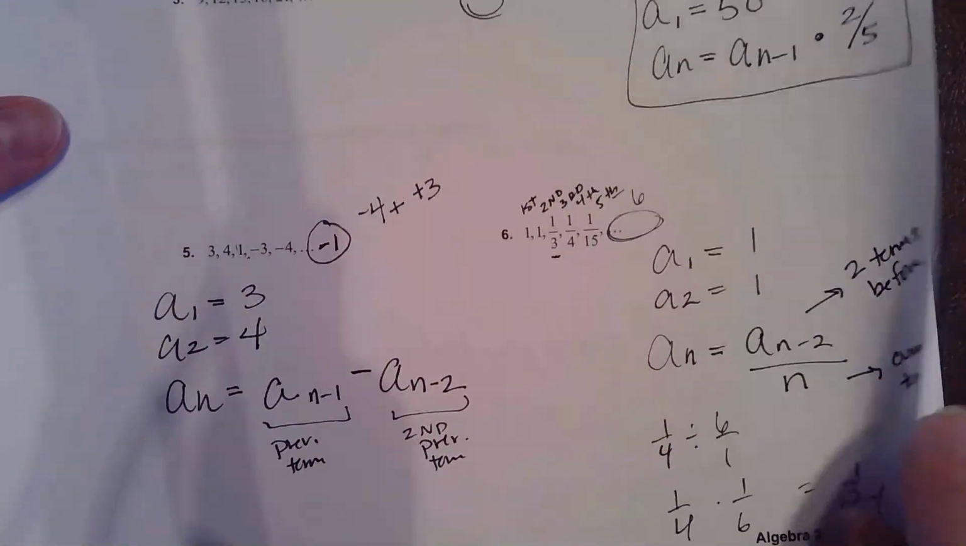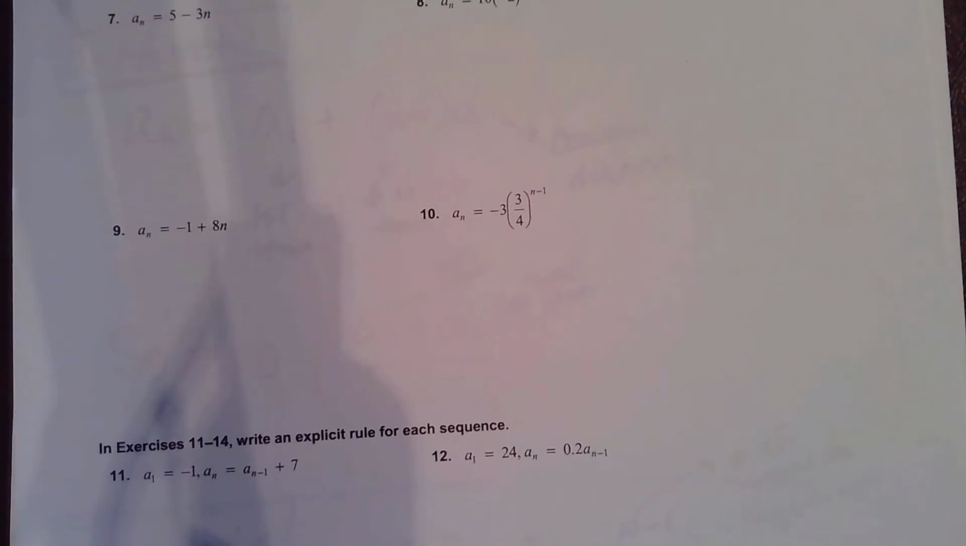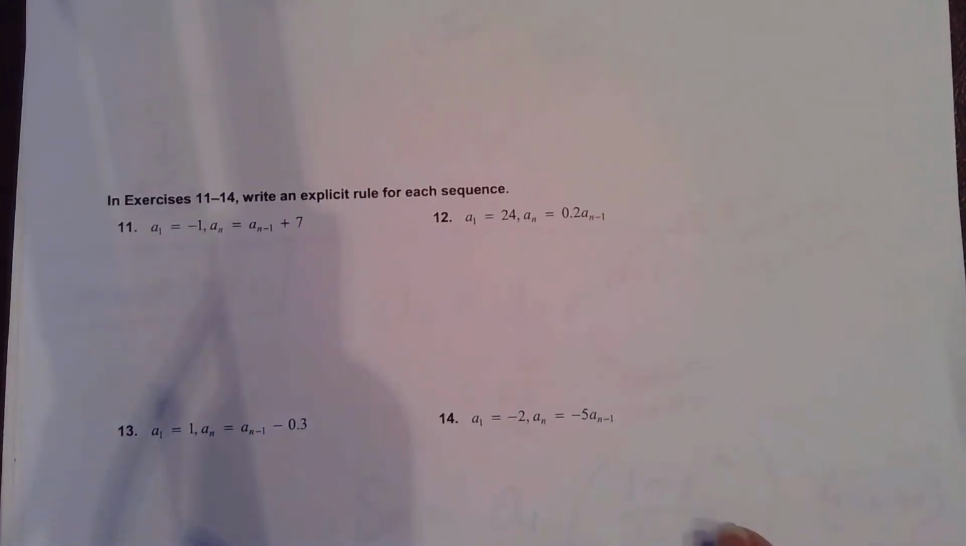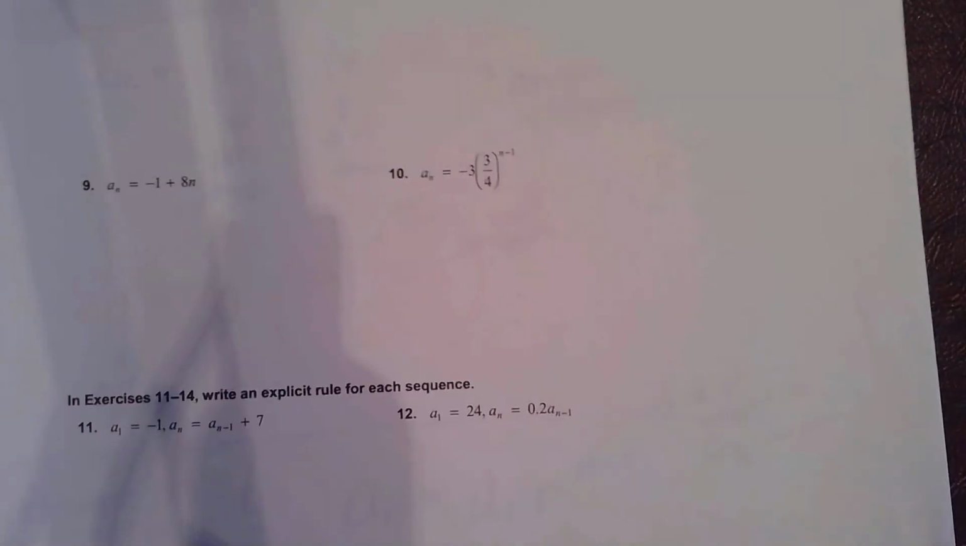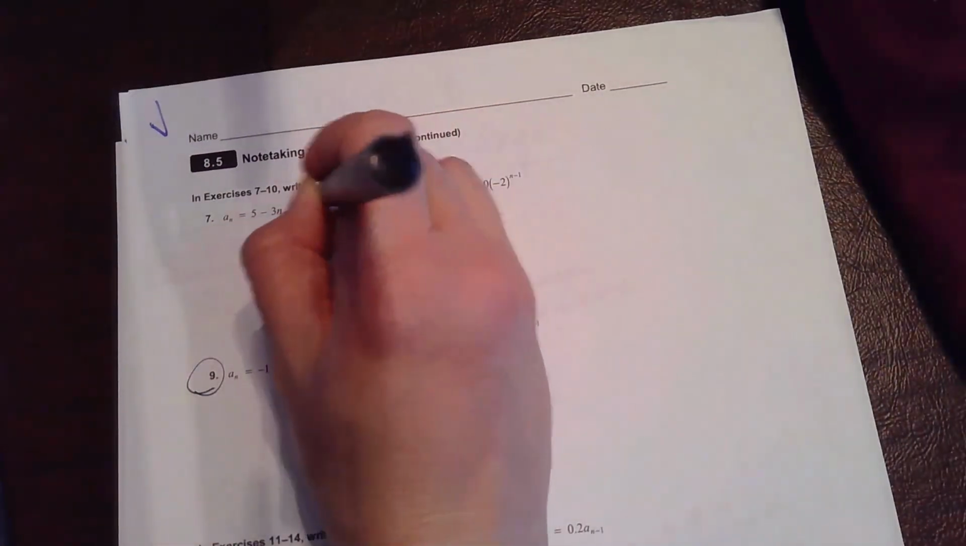All right, let's look at page 240. On this one, we're going to do a couple different problems. We're going to start with numbers 9 and 10, where we're writing a recursive rule. Okay, so let's look at number 9. We're writing a recursive rule.